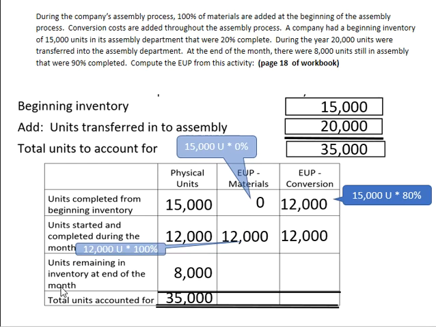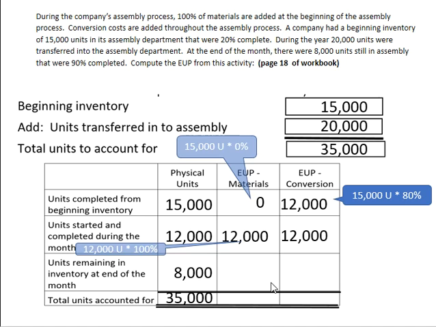Now the units remaining in inventory at the end of the month, and we can also see these were the units that we started during our production period, but we didn't complete them. They were still in our ending inventory at the end of the month. And we know there were 8,000 of those units, and they were actually 90% complete. So we almost completed them, but not quite.